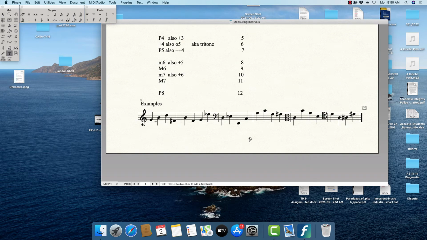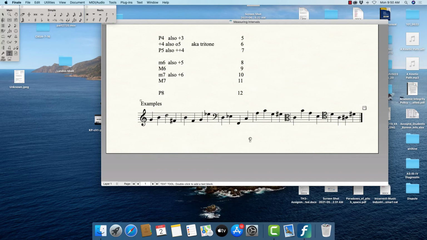And if you look, you'll see that there's 4 half steps. G to G sharp is 1, G sharp to A is 2, A to B flat, let's say, is 3, and B flat to B natural would be 4, so this has 4 half steps, so this would be a major third.